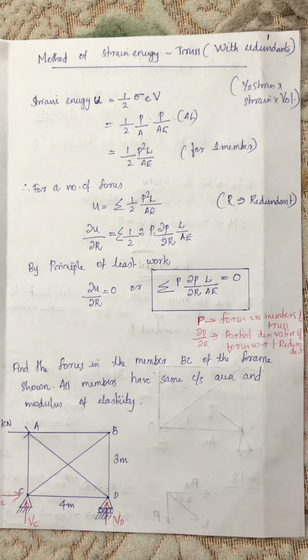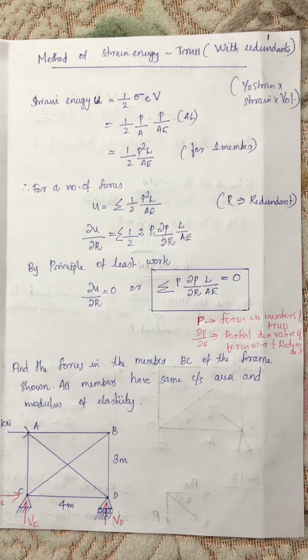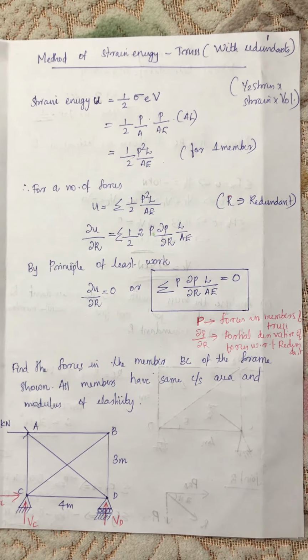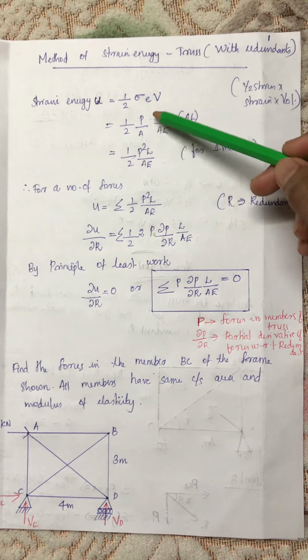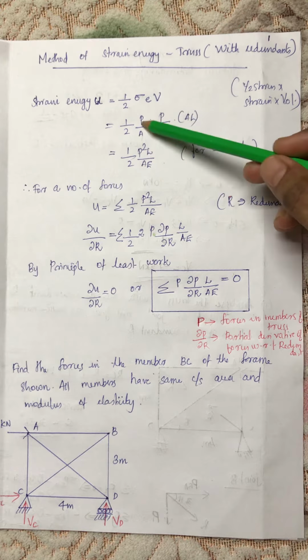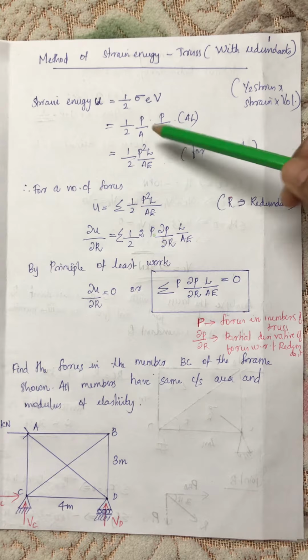Hello all. Today I'm back with the method of strain energy on trusses. As we know, strain energy is equal to half into stress into strain into volume, that is half into sigma into epsilon into V. Then we can rewrite it in terms of load, area and Young's modulus E, and we will get it as half into P by A into P by AE into volume, which is A into L. That's equal to half into P square L by AE.